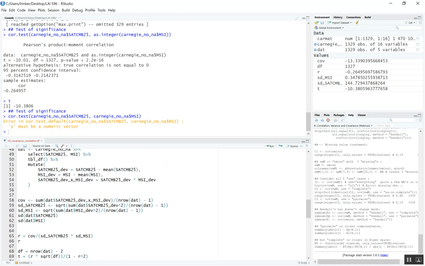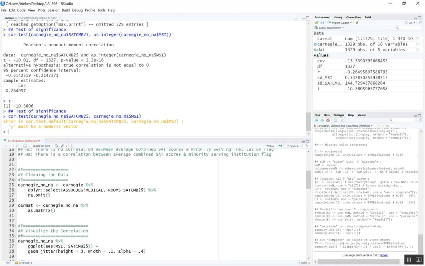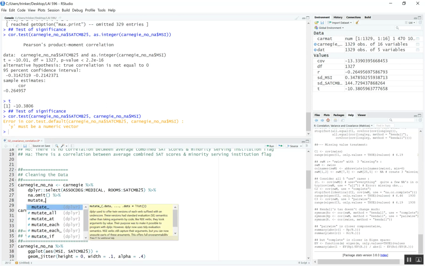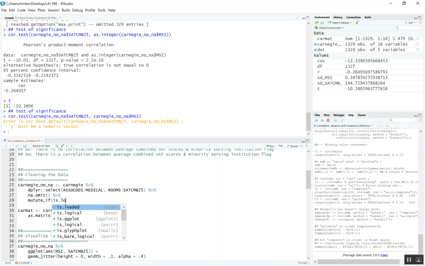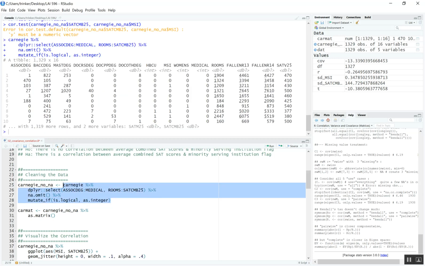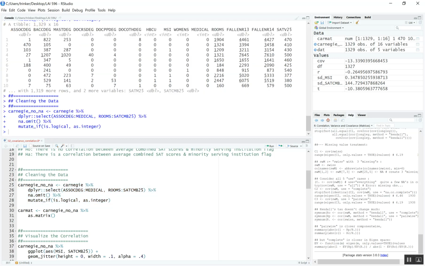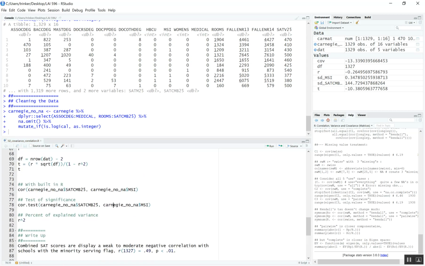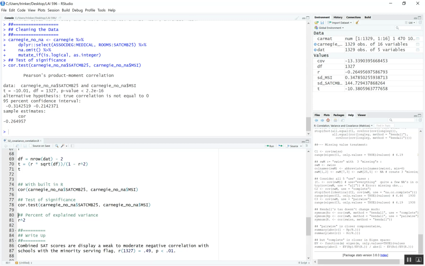So one way we could have dealt with that is we could have handled that up above when we first created the data. A cool little function in dplyr is mutate_if, and you can give it a condition. So if is.logical, go ahead and make it as.integer. Let's run that and see what it looks like. We can see that those logical values have been turned to integer. So we can handle that with our cleaning instead if we want to. And now let's go ahead and run that cor test. And it works perfectly fine without coercing it to an integer.